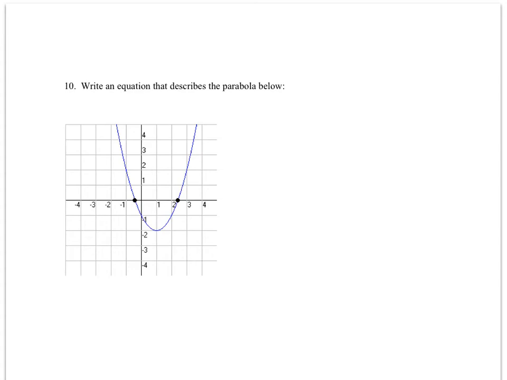Number 10 is asking you to write an equation for the graph of a parabola. Before we start it, what I want to talk to you really quickly about is I want you to look at where this vertex is. And we're going to find A without having to go through the whole y minus k equals A times the quantity of x minus h squared, where you have to substitute for y, k, x, and h, and then solve for A.